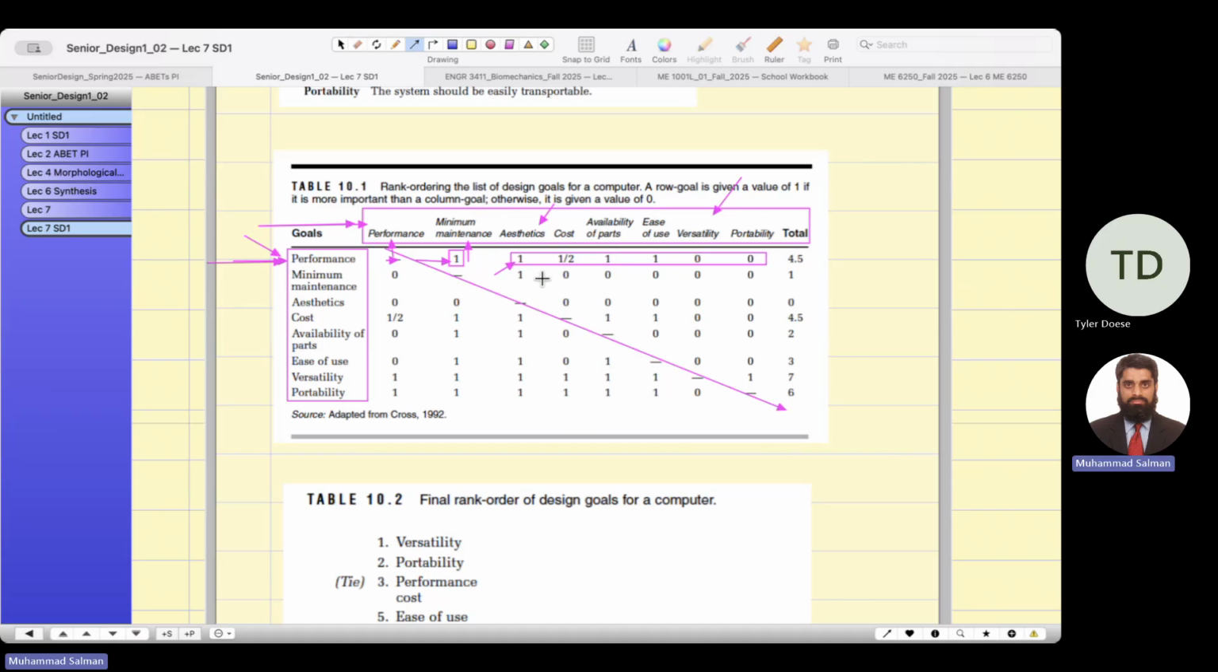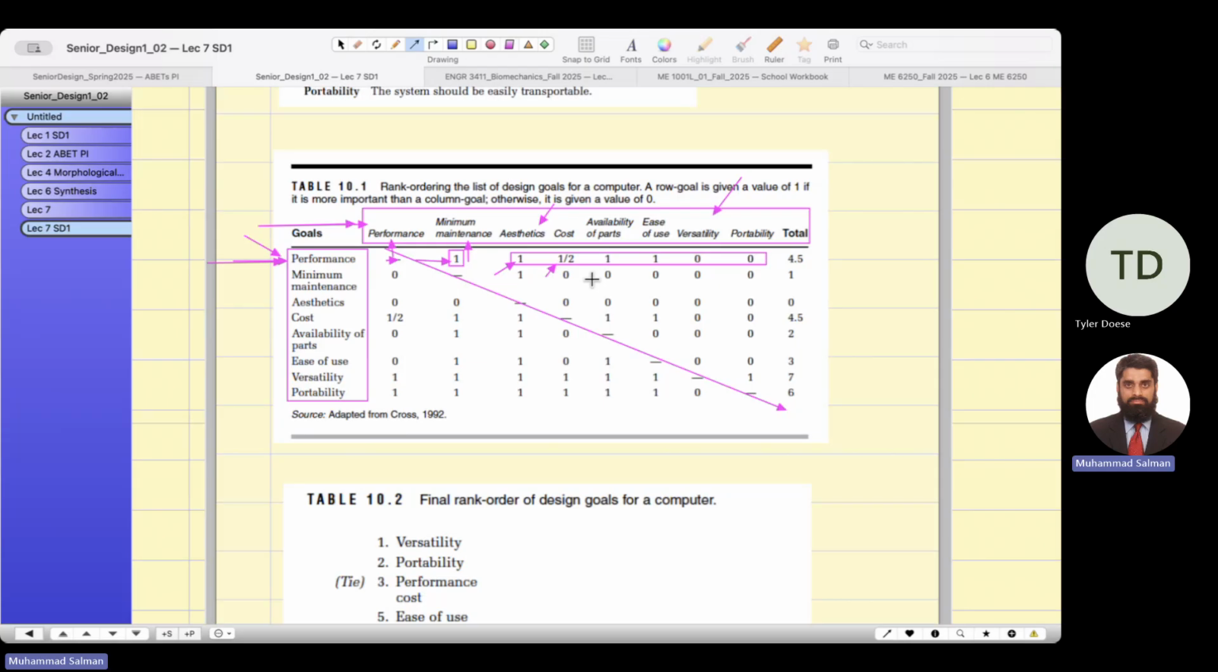Cost versus performance: because we are targeting students, and students don't have much money. It is for sure they are not starting their career, so they are also concerned about the money. So performance versus cost, they're both equally important. That's why the book has written one half, which I agree with the book's decision.